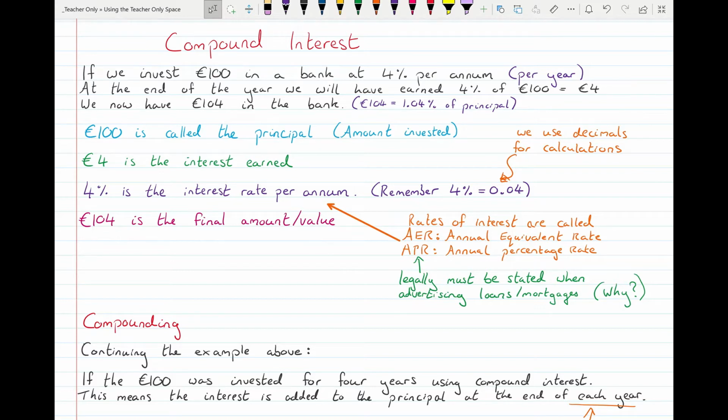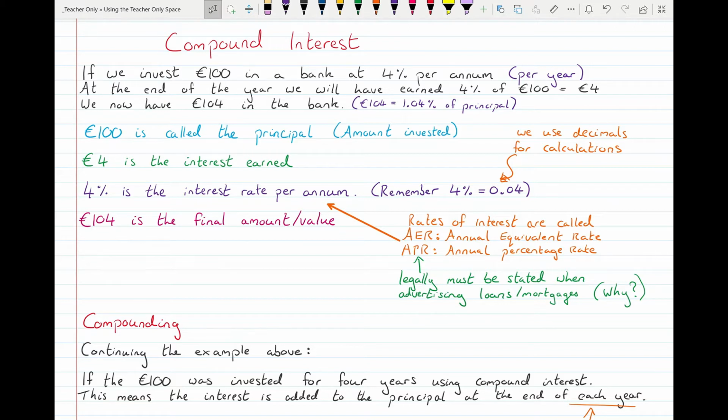The principal is the amount of money we invested at the start. So in this question, the principal was €100. €4 is the interest earned. 4% was the interest rate per annum. And €104 was the final amount or the final value of it after 1 year. When we're doing calculations to find the interest, we'll use the percentage interest and change that to a decimal. So 4% will be 0.04 when we're using calculations.